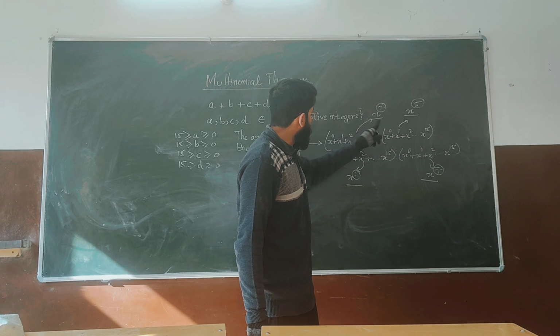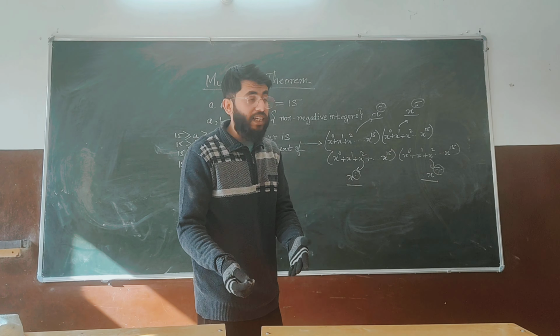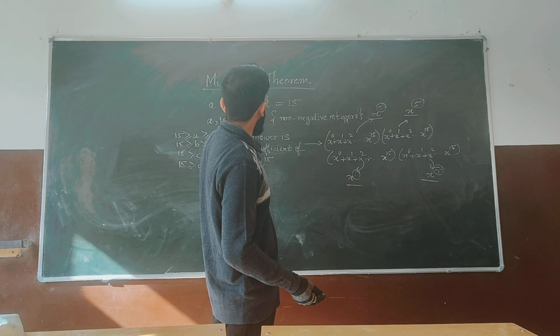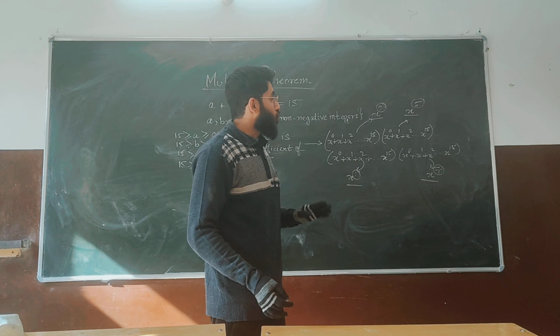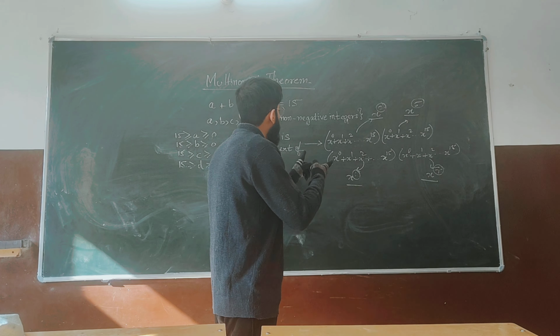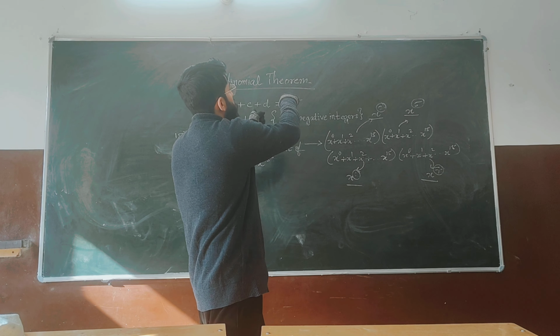So 0 from here, 0 from here, 0 from here, and 15 from here, which is basically saying that the value of A is 0, value of B is 0, value of C is 0, and value of D is 15. Okay? So the number of ways in which we can form x to the power 15 is basically the answer to this question.